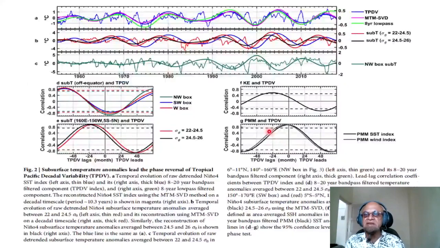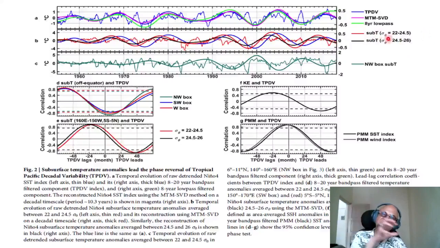So this is the TPDV in blue here, clearly a decadal, multi-decadal time scale from 1950 through to 2022 or so. And these are the various other reconstructions with the SVDs, 8-year low-pass filter, and meridional transport mode. They are looking at various subsurface temperature anomalies.